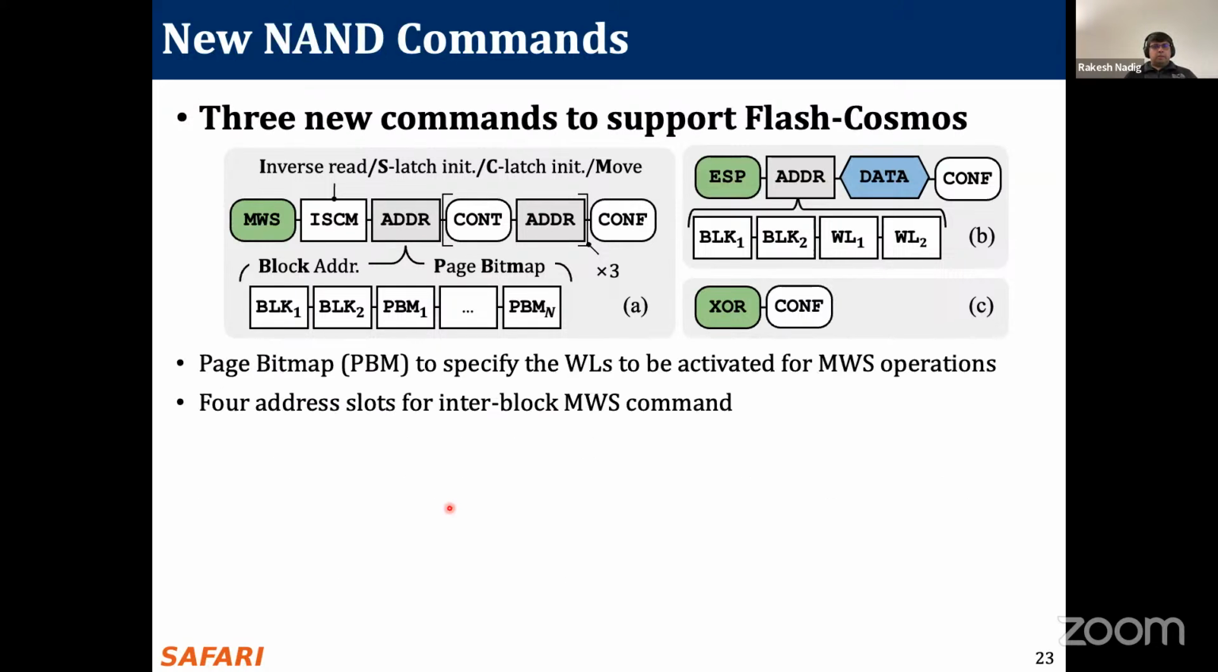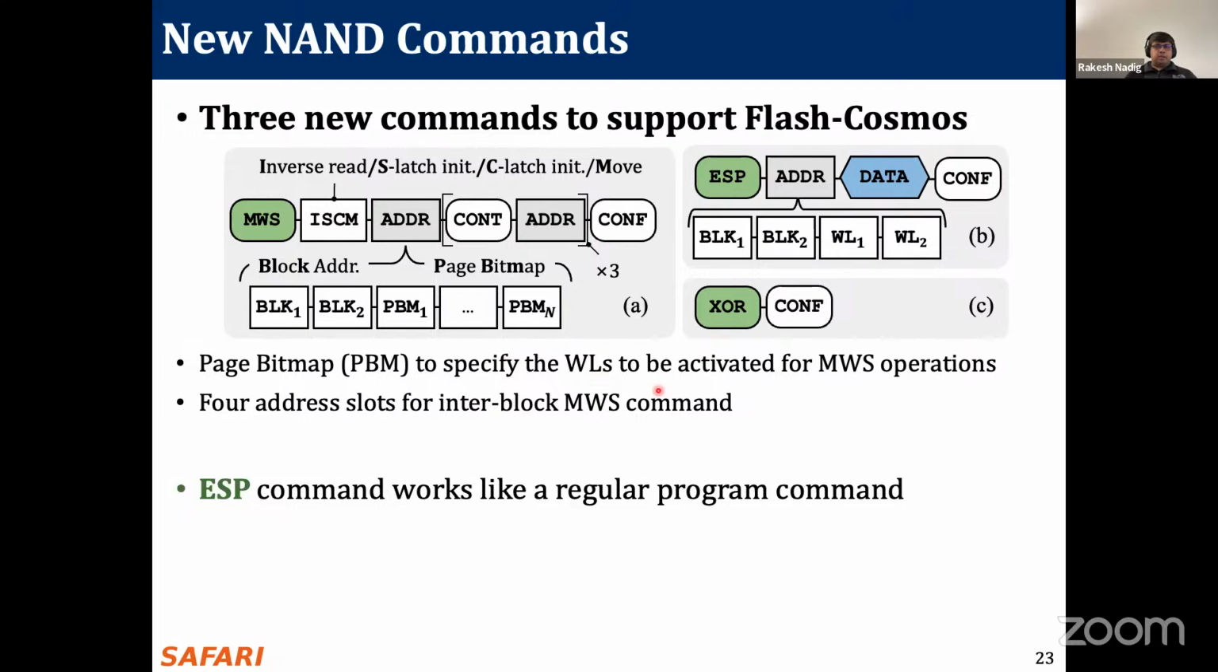Then we also support a page bitmap, which is used to specify the word lines to be activated for MWS operations. This page bitmap can also be expanded to 4 address slots, where you can provide 4 addresses for different word lines across 4 different blocks, and that is required for the inter-block MWS command.